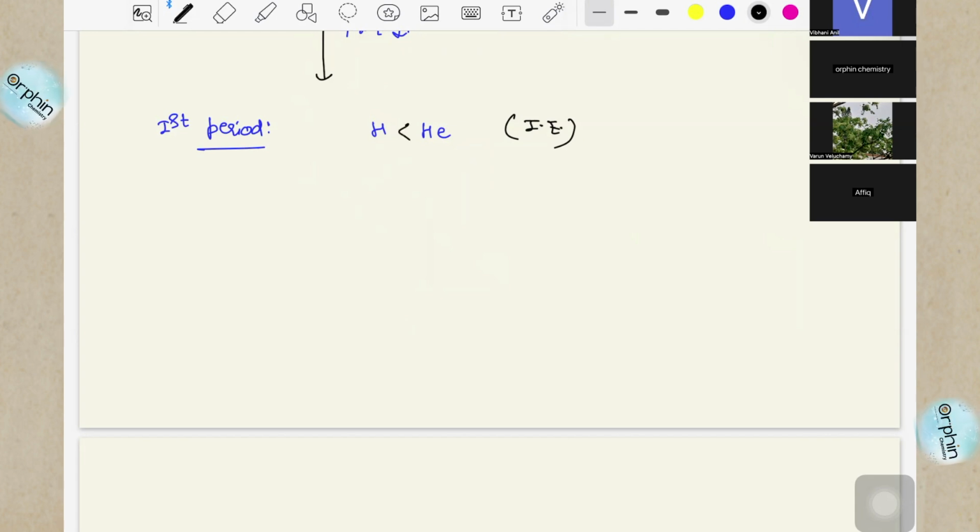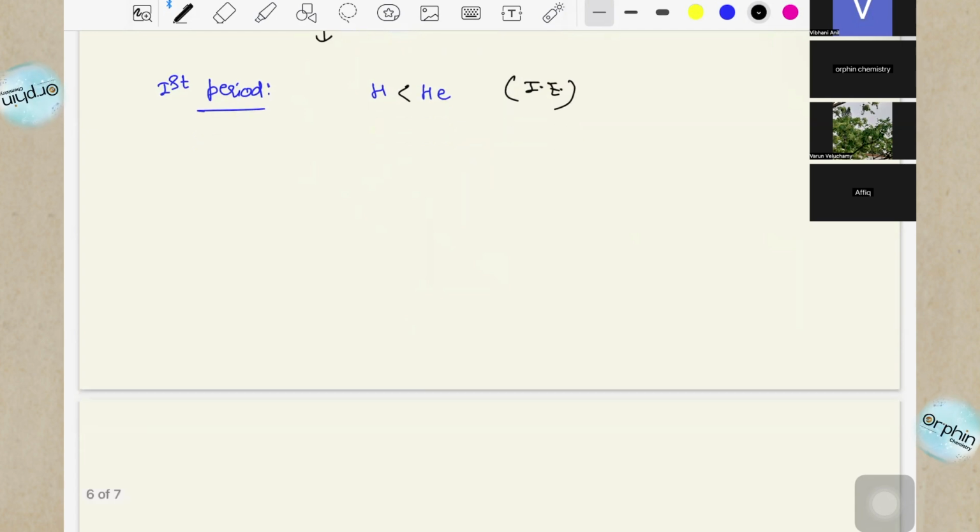And we are moving from left to right also. When we are moving from left to right, ionization energy increases, and it is a stable configuration also. So by both things, helium will have more ionization energy. And not only helium, in every period, every inert gas will have the highest ionization energy in its own period. Helium is highest in the first period, neon in the second period, argon in the third period, like that.